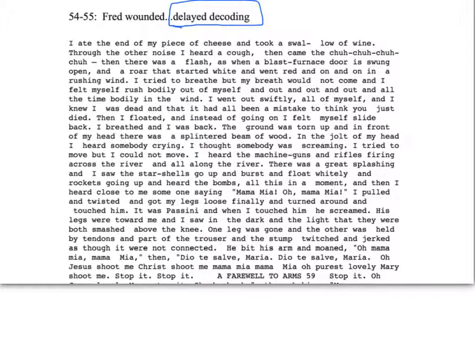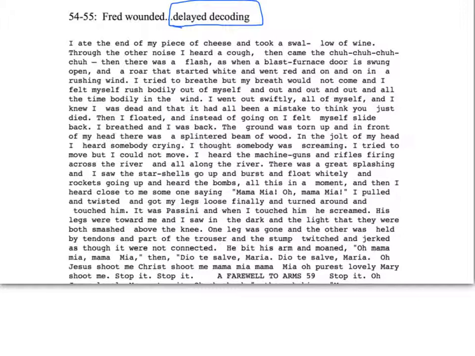Then I floated. Instead of going on, I felt myself slide back. I breathed, and I was back. The ground was torn up in front of my head, and there was a splintered beam of wood. In the jolt of my head, I heard someone crying. I thought somebody was screaming. I tried to move, but I could not move. I heard the machine guns and rifles firing across the river and all along the river. There was a great splashing. I saw the star shells go up and burst and float whitely, and rockets going up, and heard the bombs, and all this in a moment, and then I heard close to me someone saying, "Mamma mia, oh, mamma mia." I pulled and twisted and got my legs loose finally and turned around and touched him.